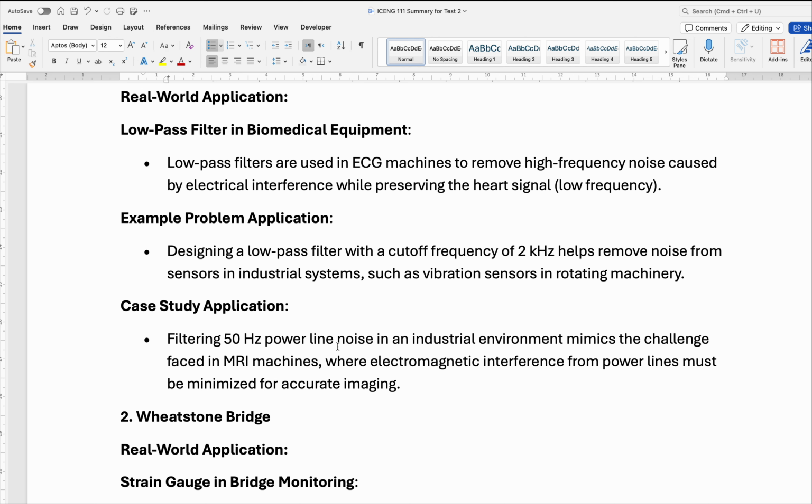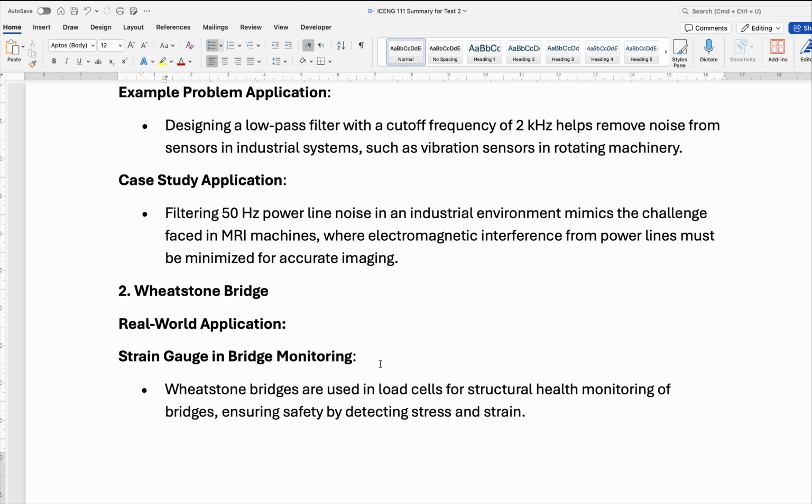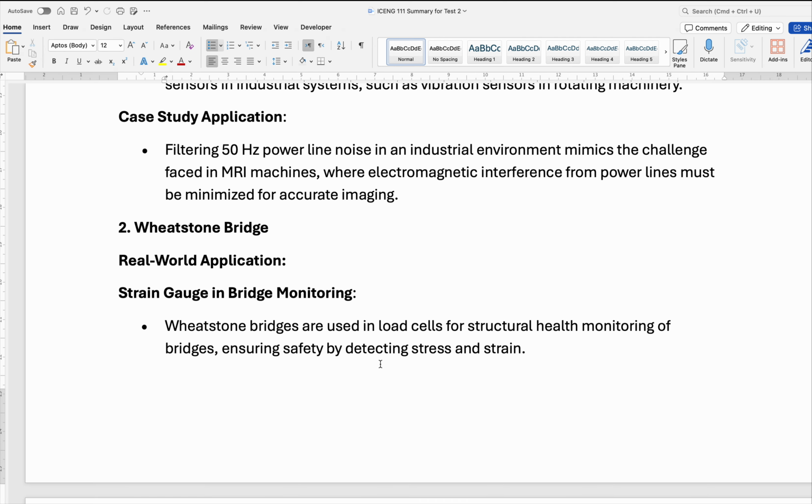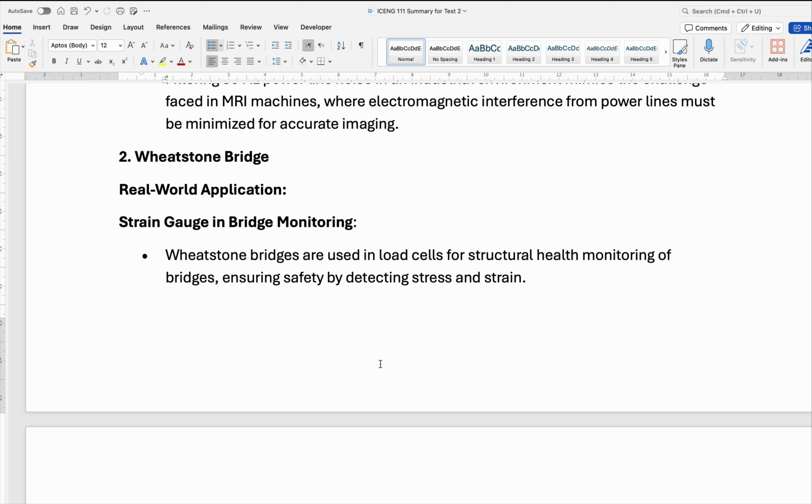Filtering 50 kilohertz power line noise in an industrial environment mimics the challenge faced in an MRI, the magnetic resonance machine that I have, where electromagnetic interference from power lines must be minimized. So I can put it in another problem, and I wanted to calculate V out over V in and what is the attenuation that we have by having a low pass filter or a high pass filter.